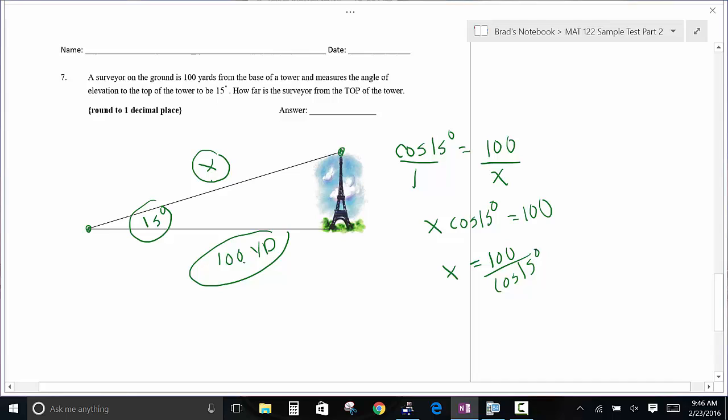Be sure that you're paying attention to the mode that you're in on your calculator, of course. So that would be 100 divided by cosine of 15. So that's going to be 103.5 would be the answer. Okay, that's it. Okay. All right.